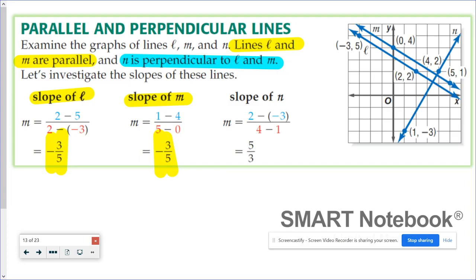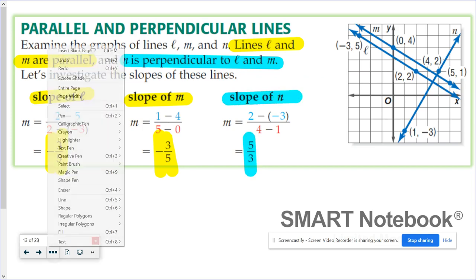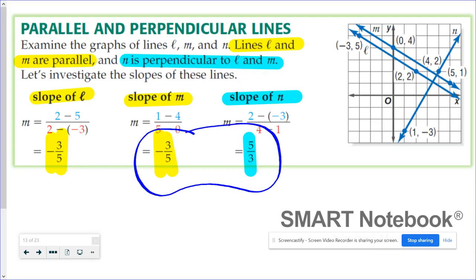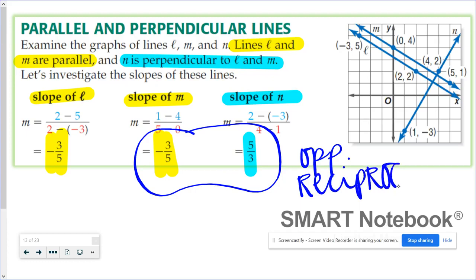So n is perpendicular to L and M. So I know the slope of n is 5/3. They told me it was perpendicular to M and also L. But here these are side by side. So look, what do you notice? What do you wonder? Well, they're opposites of each other because one of them is positive and one of them is negative. And then they've been flipped, and we call those reciprocals. So the slope of perpendicular lines are opposite reciprocals, and we flip to find the reciprocal.